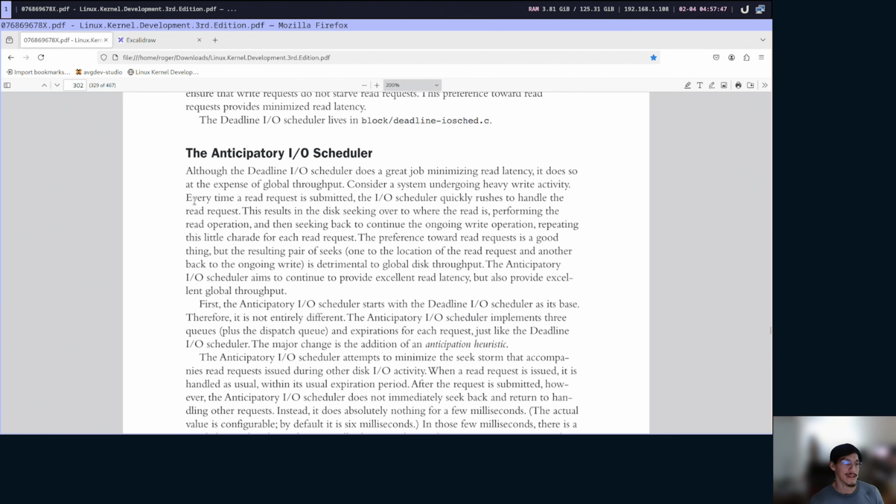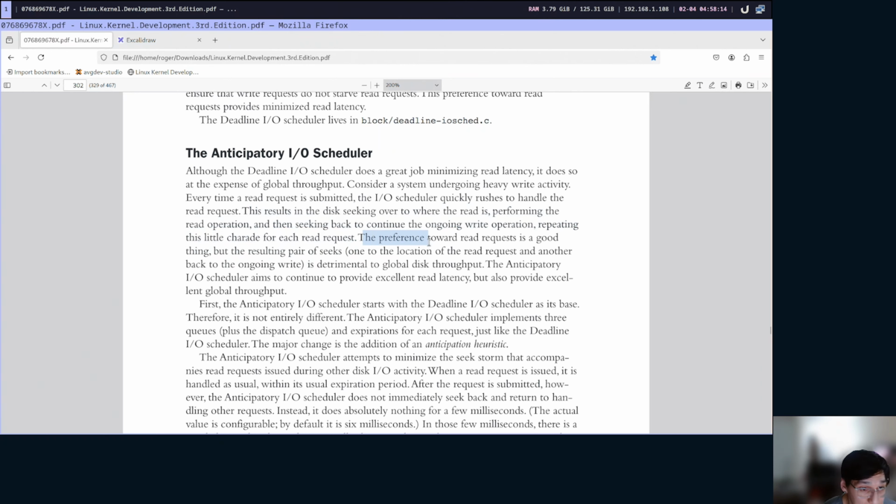The anticipatory I/O scheduler. Although the deadline I/O scheduler does a great job minimizing read latency, it does so at the expense of global throughput. Consider a system undergoing heavy write activity. Every time a read request is submitted, the I/O scheduler quickly rushes to handle the read request. This results in the disk seeking over to where the read is, performing the read operation, and then seeking back to continue the ongoing write operation, repeating this little charade for each read request.